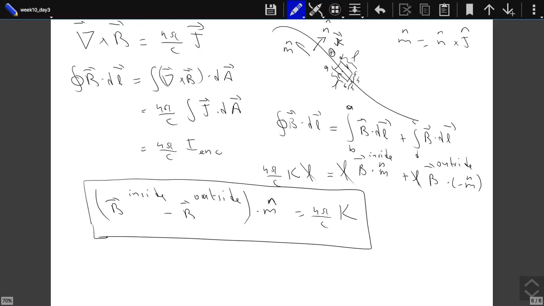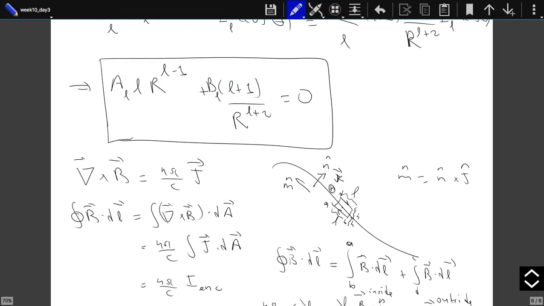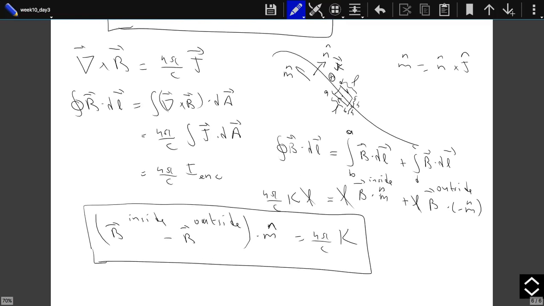Now, I could have done exactly the same derivation by choosing a loop in the direction of J, not perpendicular to J, but in the same. This is my J. Now I chose an area like this. This is my area, and it led me to obtain this conclusion about the jump in the component of the magnetic field in this direction. I could have done exactly the same thing by aligning my loop in the direction of J.